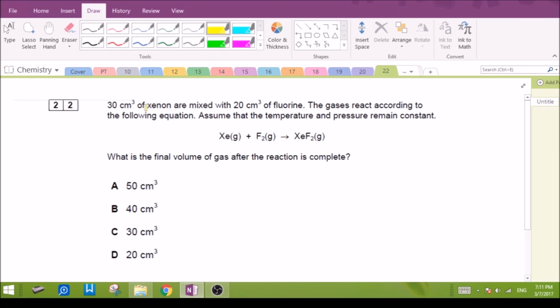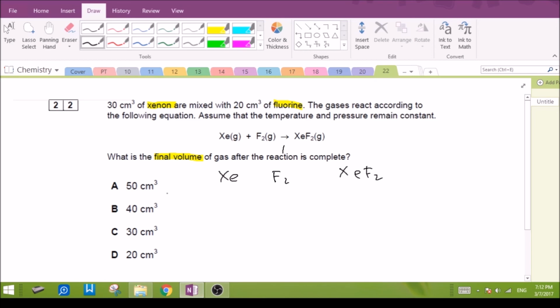We have xenon mixed with fluorine, forming another gas, xenon fluoride. So how do we account for all the volumes of the respective gases? Again, we will try to use a table to keep track. So xenon, fluorine, xenon fluoride, and it so happens that the ratio of the moles and the volumes will be 1:1:1, based on the balanced equation.